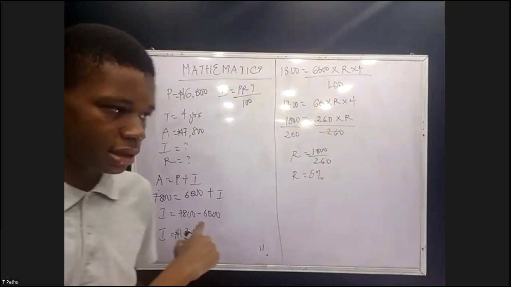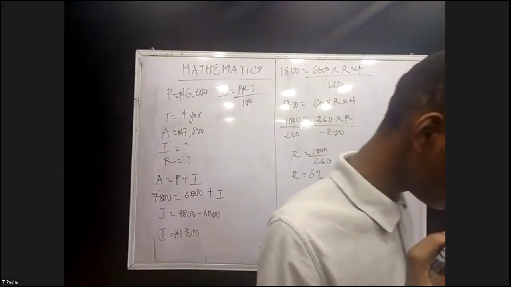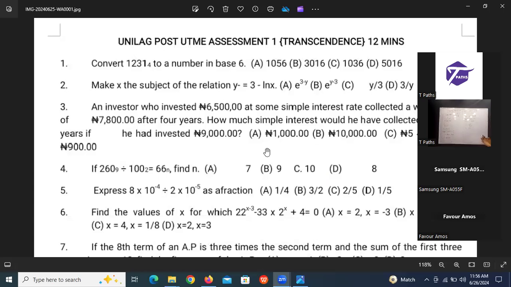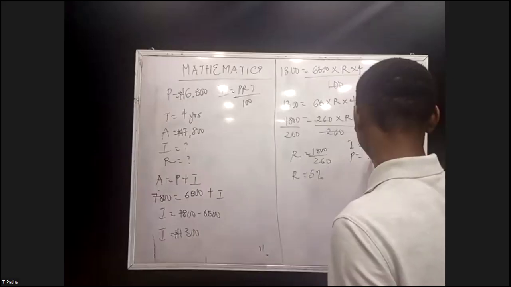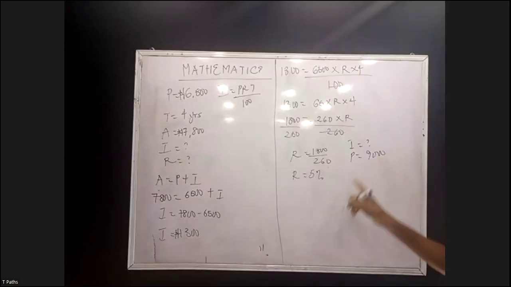The question really asks us to find how much simple interest he would have collected after 2 years if he had invested 9,000 naira. So that's what the question is asking us to find: the interest on 9,000 naira for 2 years. Don't forget, the rate remains the same. The rate is still 5%. So I have my I unknown. The principal is now 9,000 naira, because this is the principal we want to calculate the interest for.